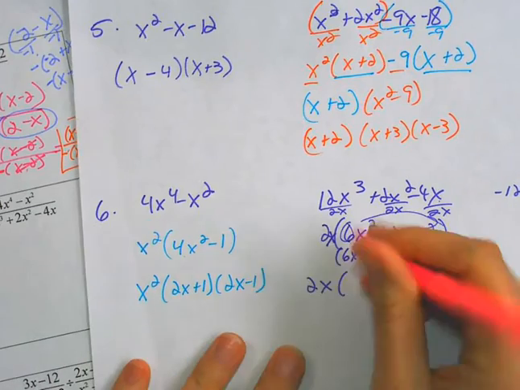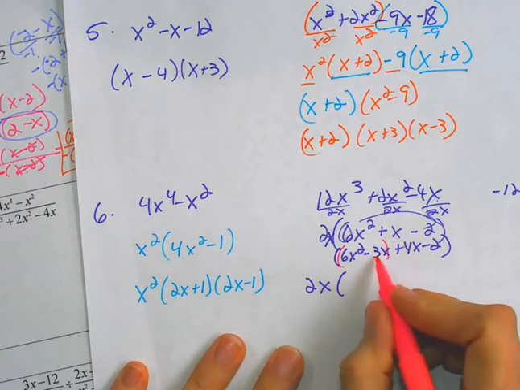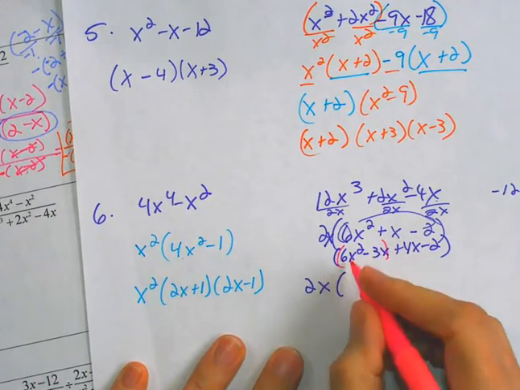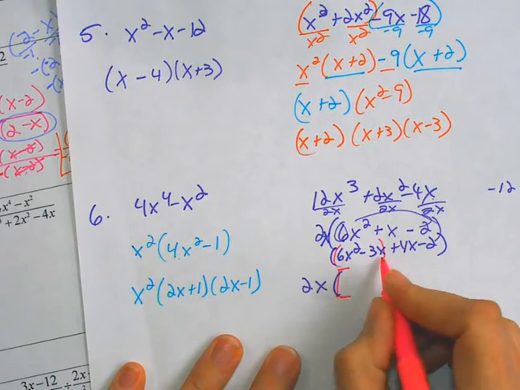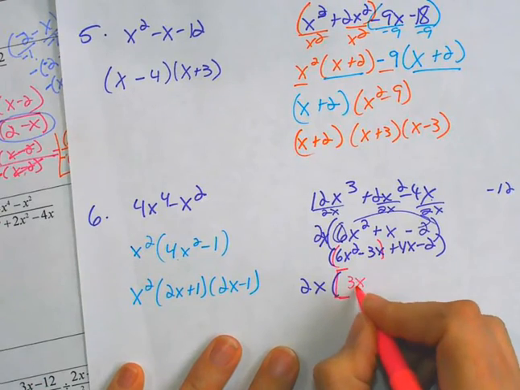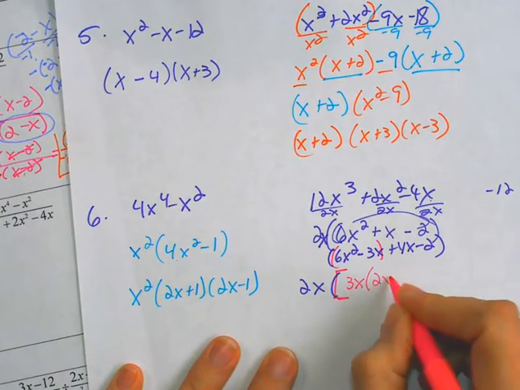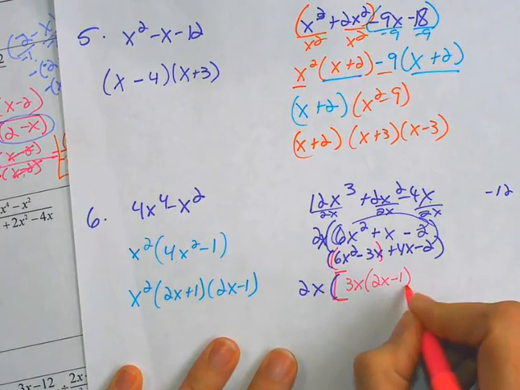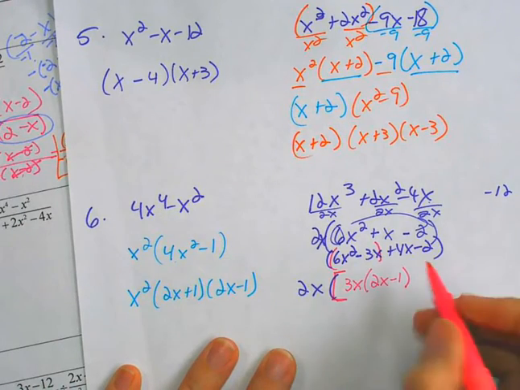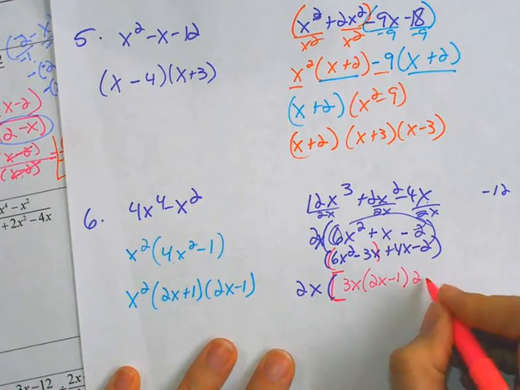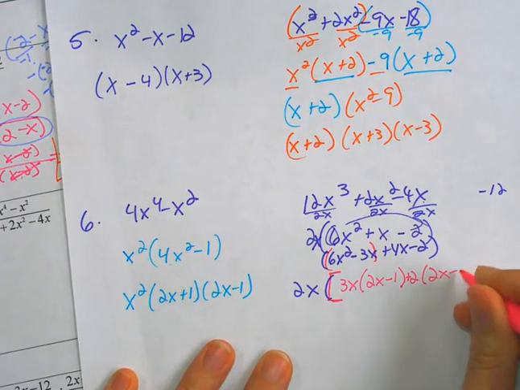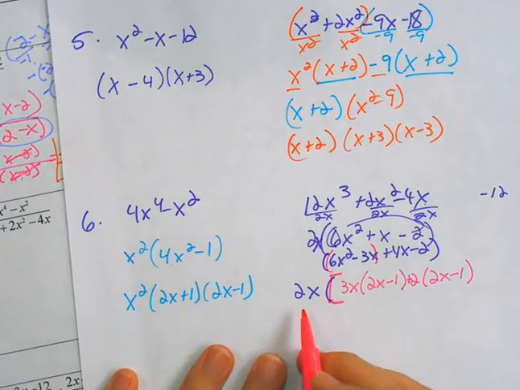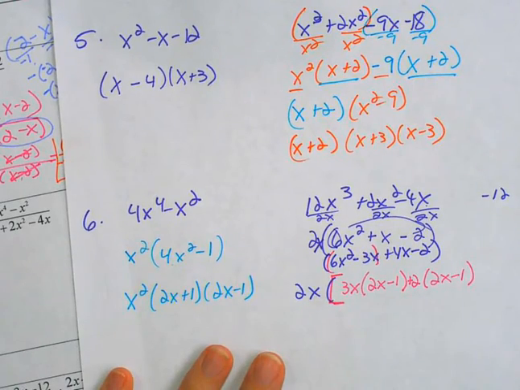I'm using grouping. So I'm looking at the first two. What can I take out? I can take out a 3x, which is going to leave me 2x minus 1. And then you want to look at the next one. You can take out a 2, positive 2. So that's going to leave me 2x minus 1. Don't forget that 2x has to stay out here on the outside that we factored out in the beginning.